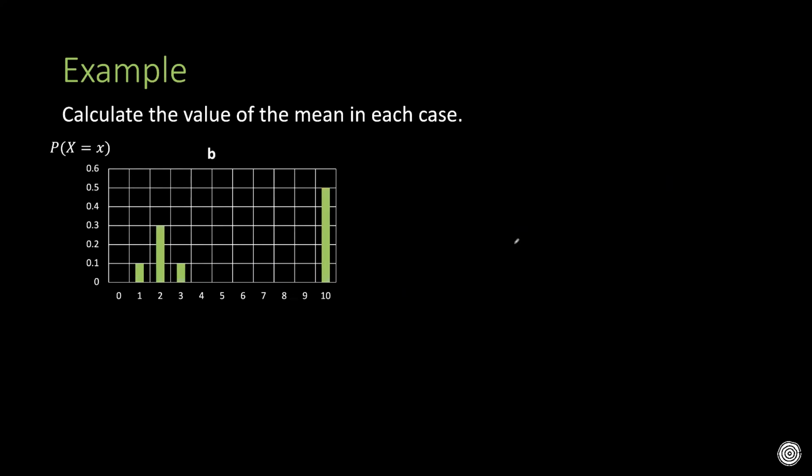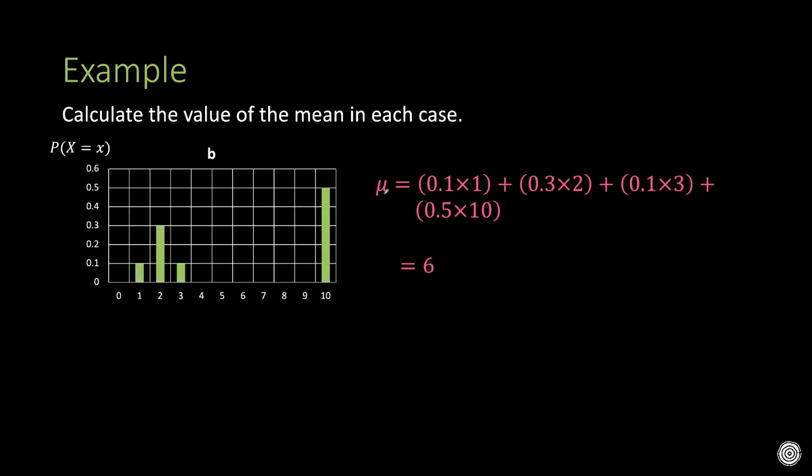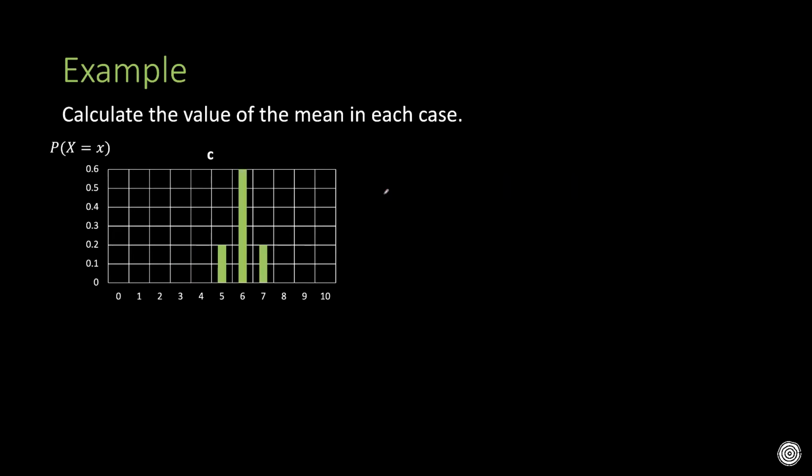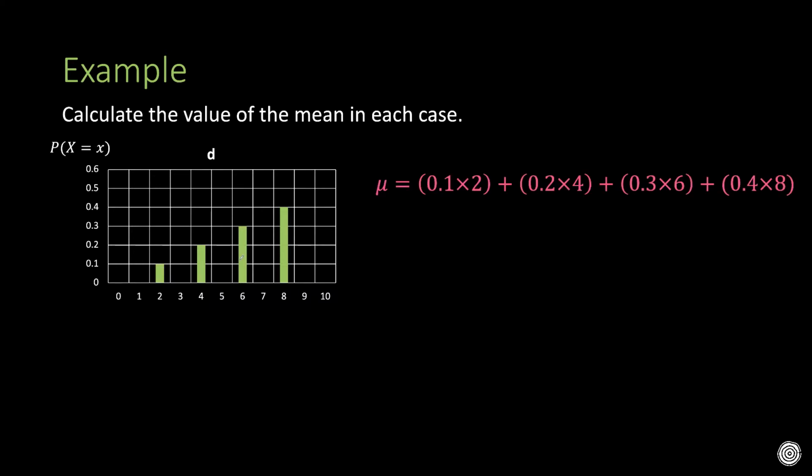Now on to B. Same thing, to find mu, I'm just going to do my value 1 times 0.1 plus my value 2 times 0.3 plus 3 times 0.1. These are all zeros plus 10 times 0.5, and that also gives me a mean of 6. This one here is simply going to be 5 times 0.2 plus 6 times 0.6 plus 7 times 0.2, also giving me 6. And finally, I've got 2 times 0.1 plus 4 times 0.2 plus 6 times 0.3 plus 8 times 0.4. And that also gives me 6.